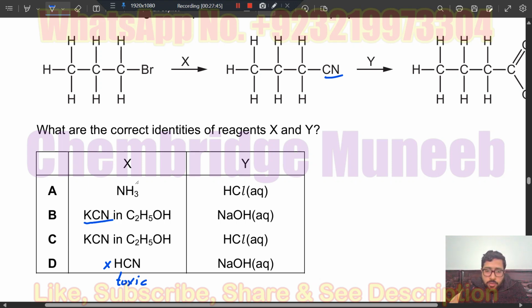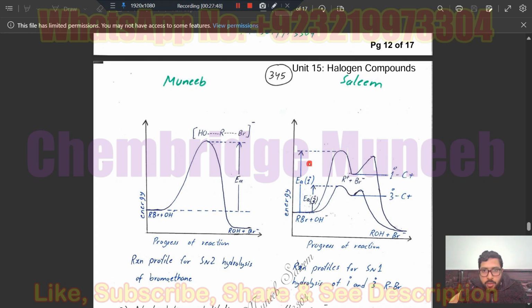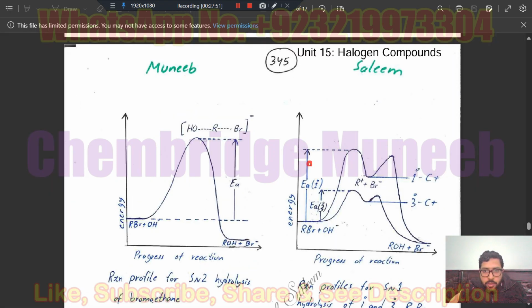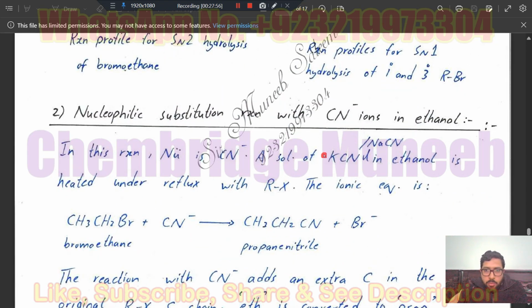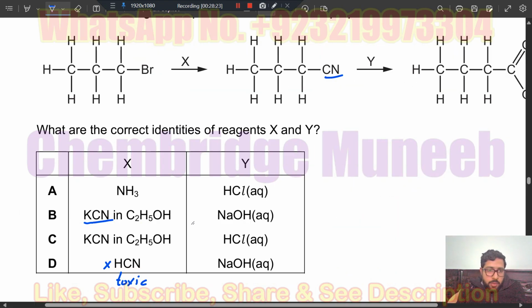So this is the reagent which is required. You can find this whole thing in my lecture notes of AS chemistry. You can get these notes in PDF form if you need, by letting me know on the WhatsApp number or in the comment section. You can find nucleophilic substitution reaction with cyanide in ethanol. The haloalkane compounds can be substituted with cyanide if you use KCN or NaCN in the presence of ethanol, and this is done under reflux.